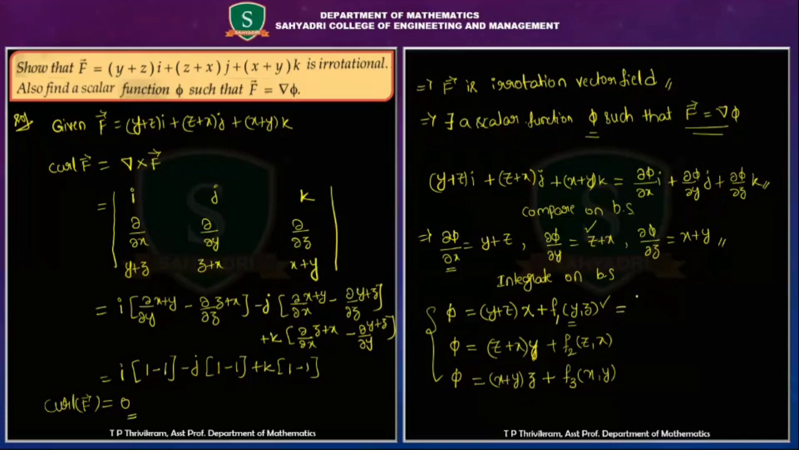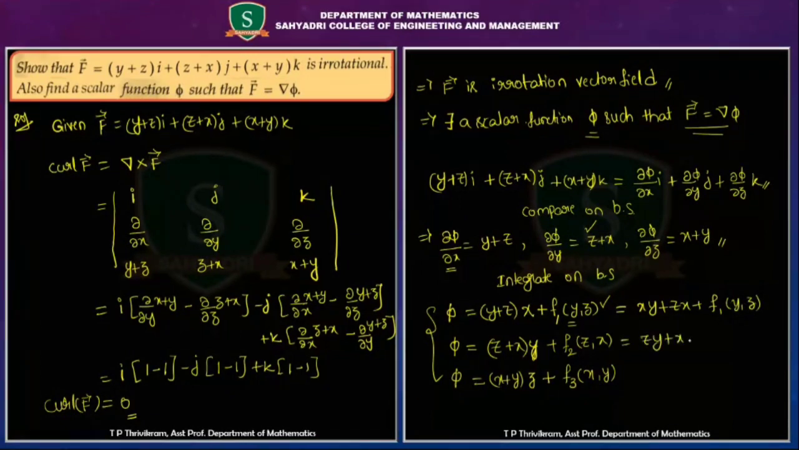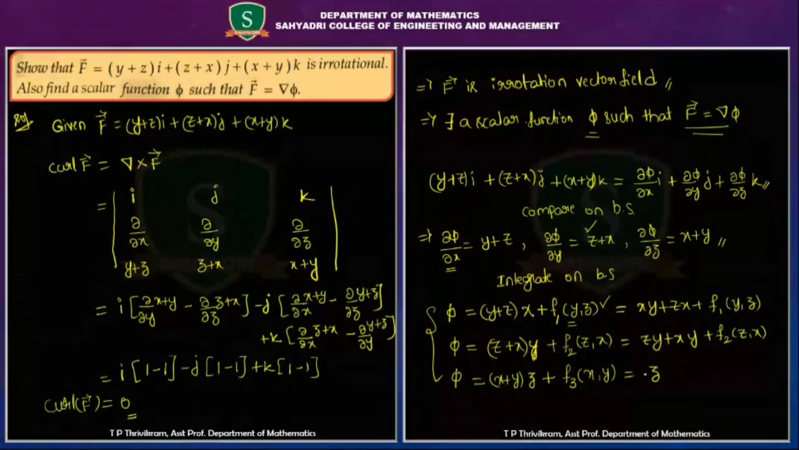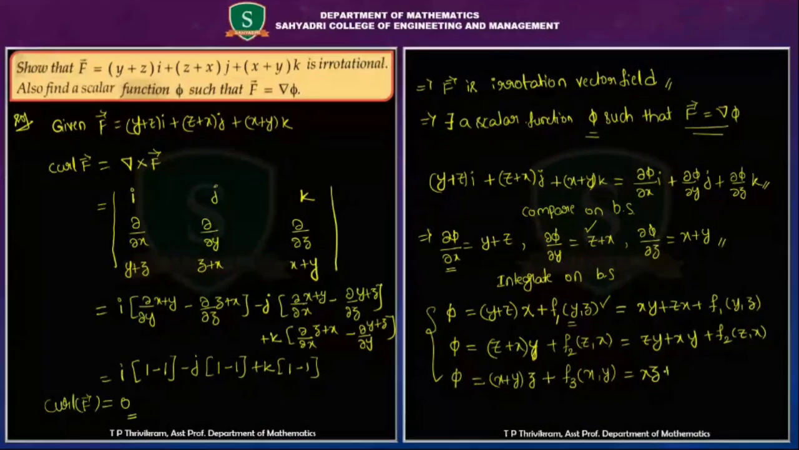So this one is equal to, I can write this one as xy plus zx plus f1 of y comma z. This one is equal to zy plus xy plus f2 of z comma x. So this one is equal to, I am multiplying that z, so xz plus yz plus f3 of x comma y.